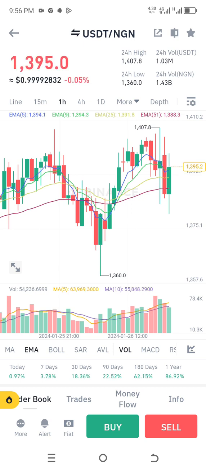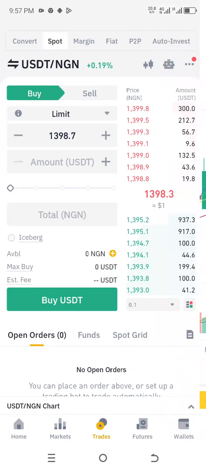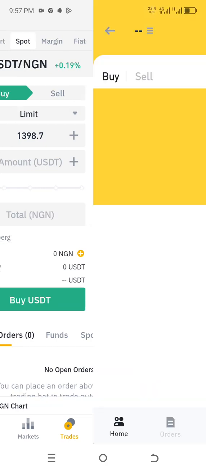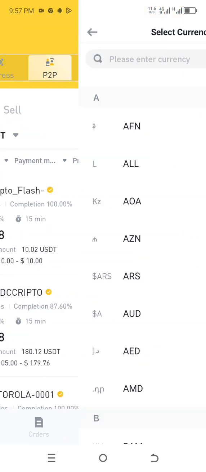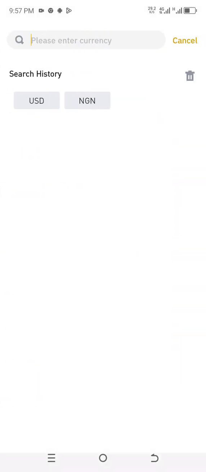So all you need to do is come to this place and secure some NGN, then buy USDT using NGN. For you to do this, you must have NGN in your wallet. So let's quickly go to peer-to-peer transactions and see what exactly we stand to gain on this arbitrage. Let's see what the dollar's rate is today. Let me change to the NGN market.